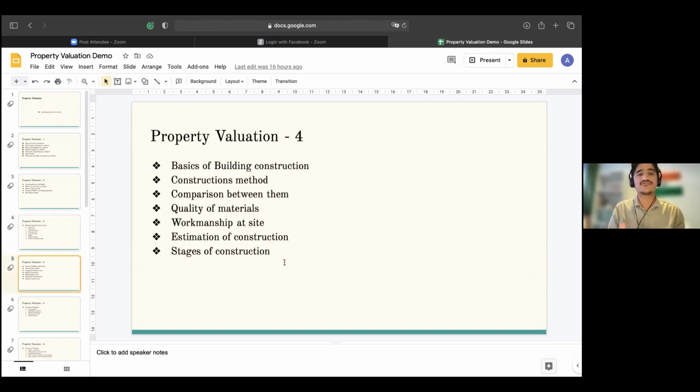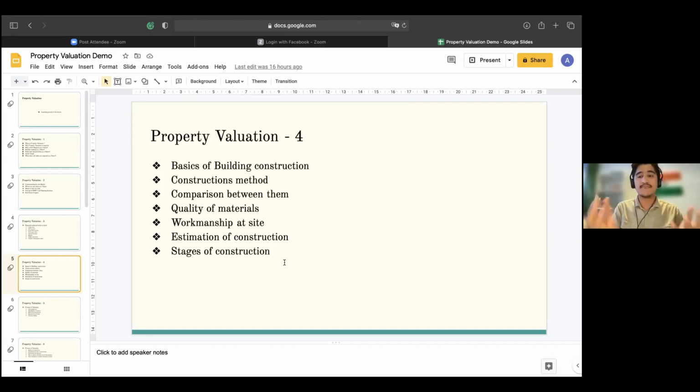Then on property valuation day 4, because it's directly associated with the building, I will try to give you the main components. I will not give you the complete building construction. I will give you the information about which things as a valuer you should know about building construction. That includes the construction method, which directly affects the value of the property. The construction method we apply directly affects the value of the property, so I will tell you about that.